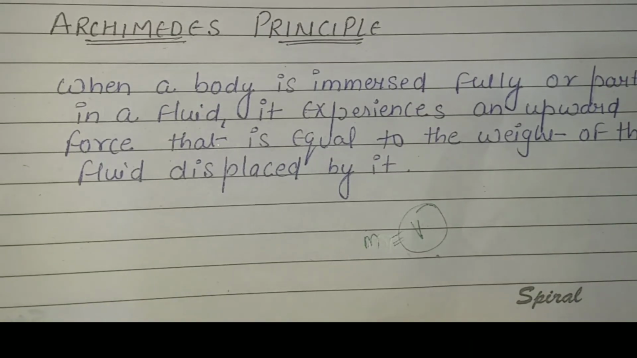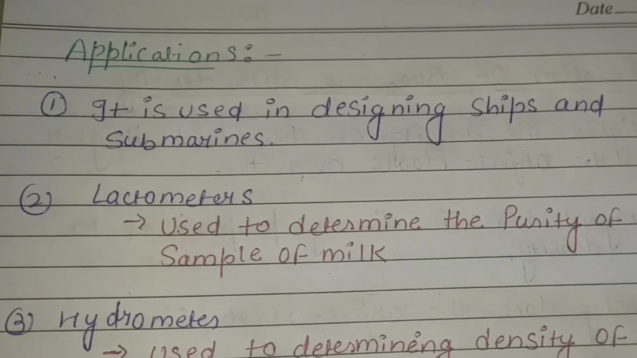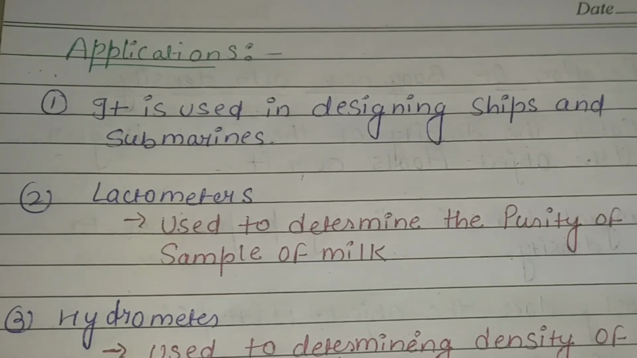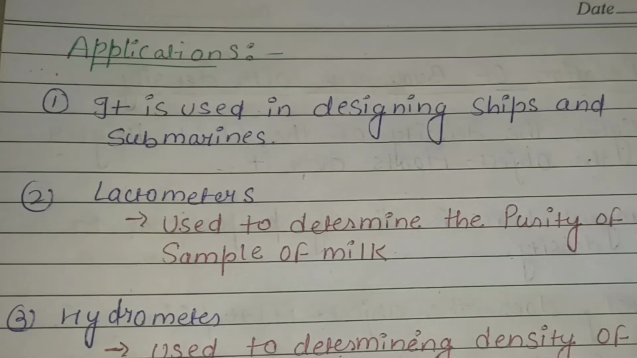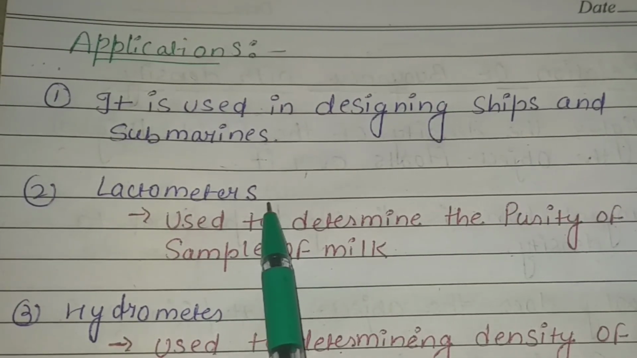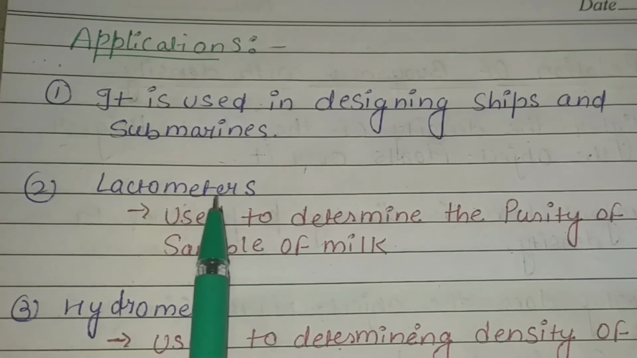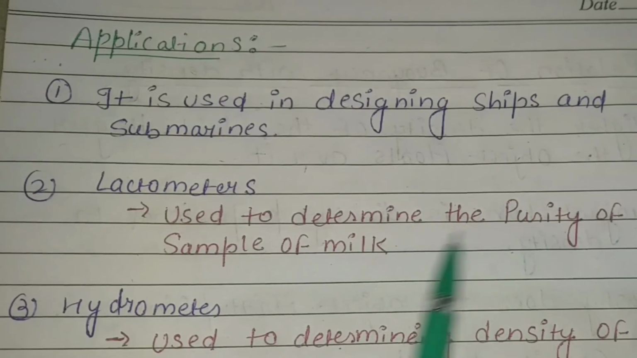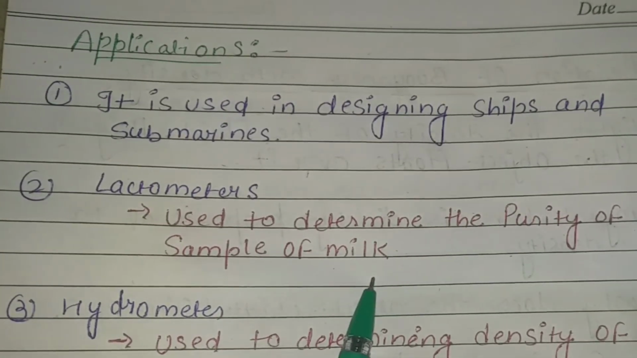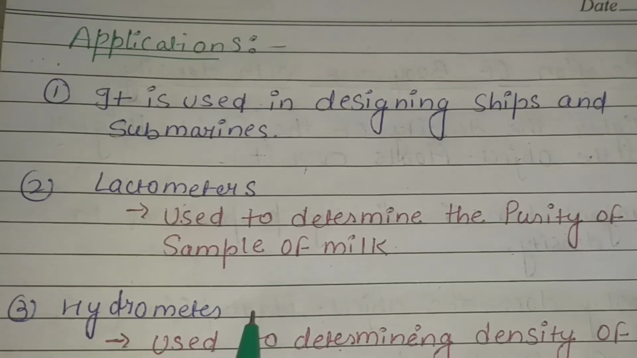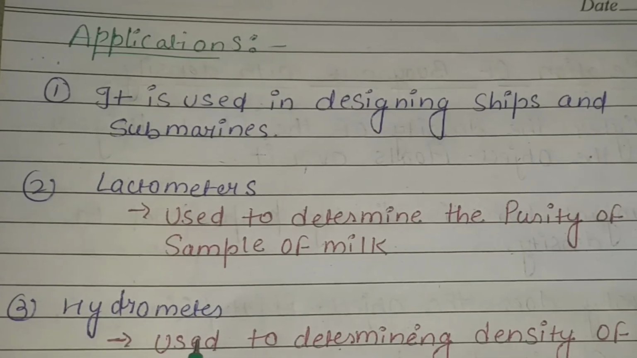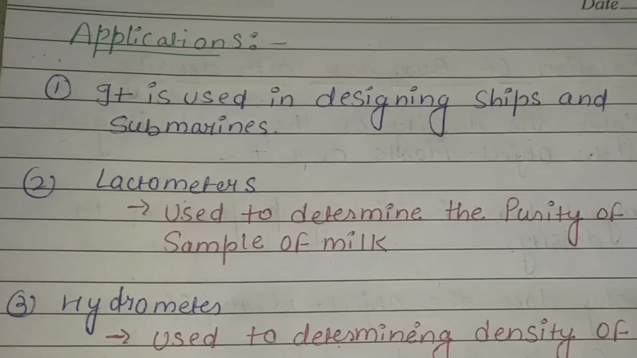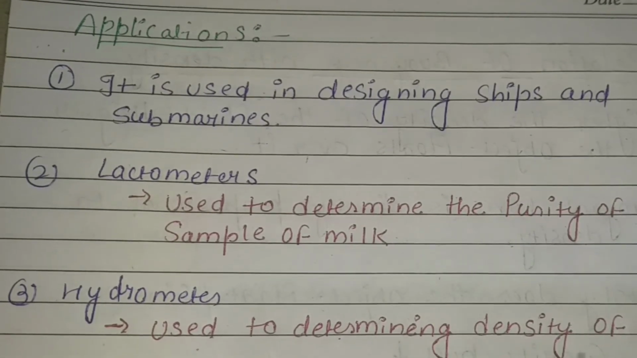Now let us talk about the applications of Archimedes' principle. The first application is that it is used in designing ships and submarines. It is also used in lactometers. What is a lactometer, students? A lactometer is basically used to determine the purity of a sample of milk. And this principle is also used in the hydrometer. A hydrometer is basically used to determine the density of a liquid.